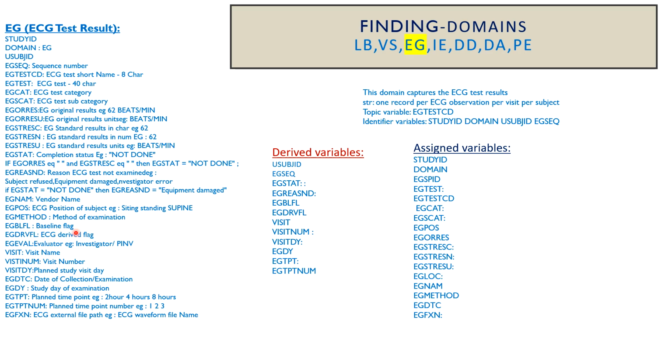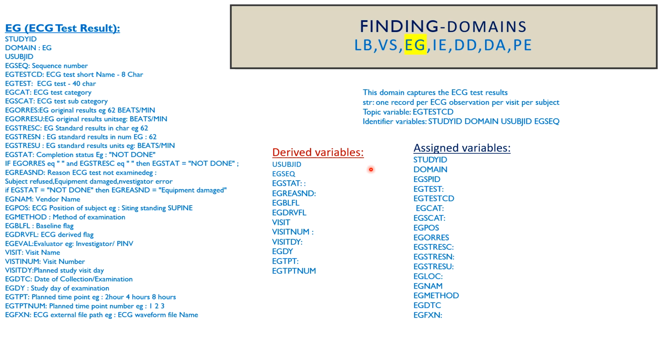Then the common ones like baseline flag, derivation flag, evaluator, who evaluated. Then visit and visit number, the same. The collection date and study day. The TPT number, common. Then this is EG affection, the external path we need to capture. Okay. These are the variables.